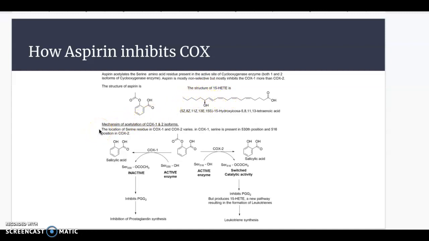So just as an aside, the location of the serine residue in COX1 and COX2 varies. In COX1, serine is present in the 530th position and in the 516th position in COX2. So you can see aspirin here. COX1, COX2 forms the salicylic acid, and as you can see, it's COX1 that aspirin inactivates, which leads to an inhibition of prostaglandin synthesis. And as an aside, COX2 acts on PGG2, but that produces this large molecule up here, 15-HETE, which is a new pathway resulting in the formation of leukotrienes, which are a form of leukocytes.